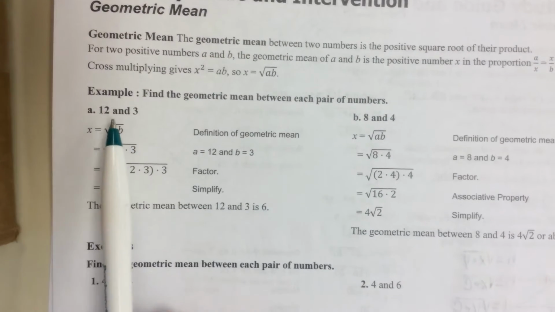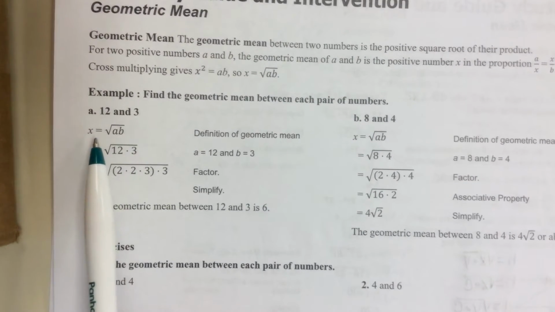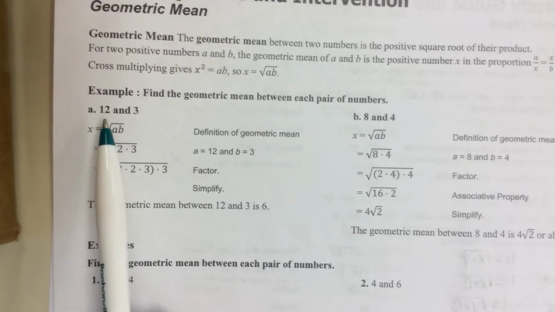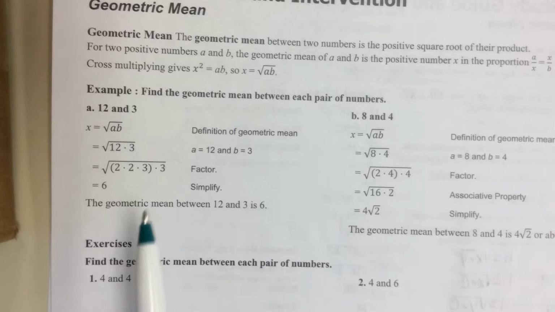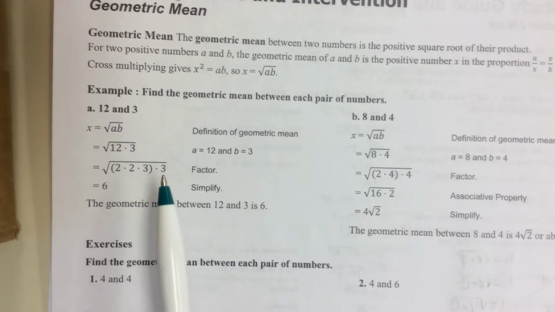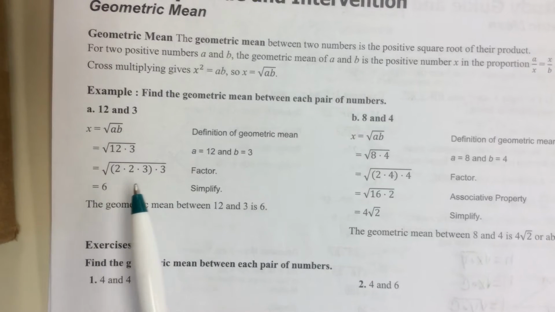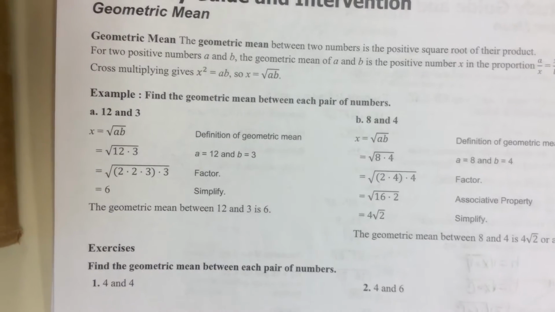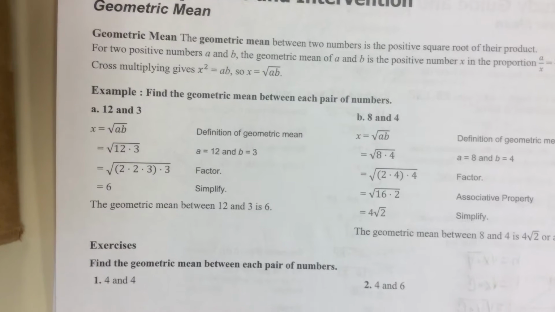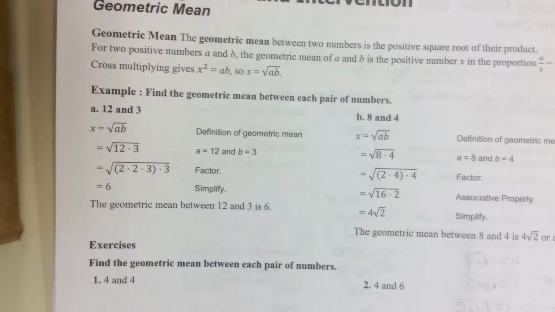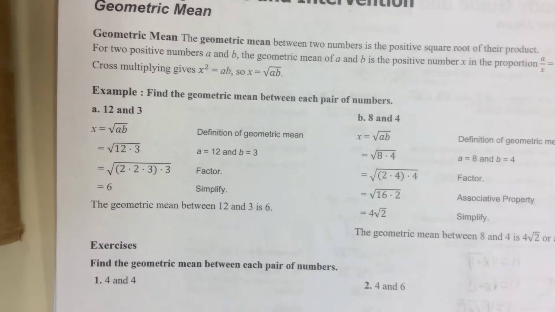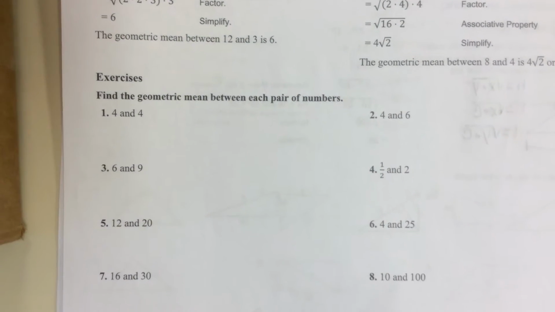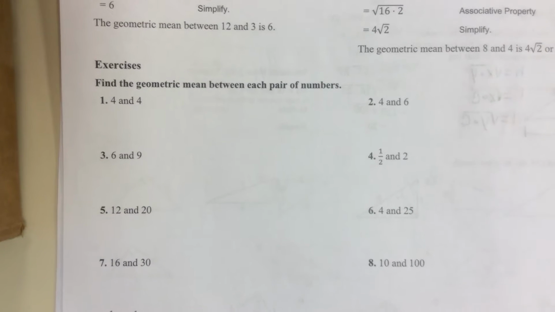So in this example, you have 12 and 3. In order to find x, you have to take the square root of a times b, or in this case, 12 times 3. Here they're factoring out, which you are more than welcome to do, and I'll show you how to do that on the first couple of problems. But most likely, you will probably just type it into your calculator and find the approximate number it gives you.